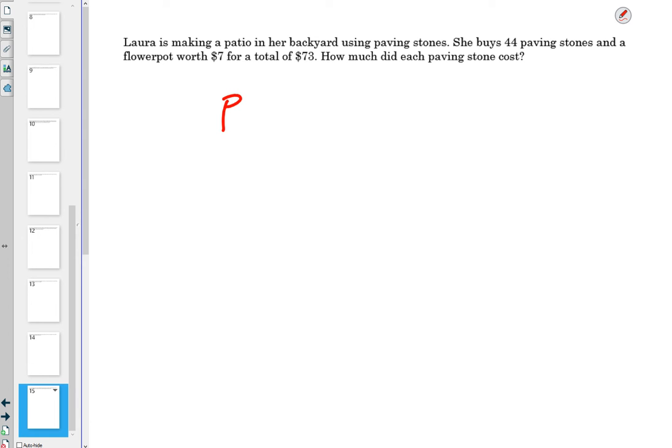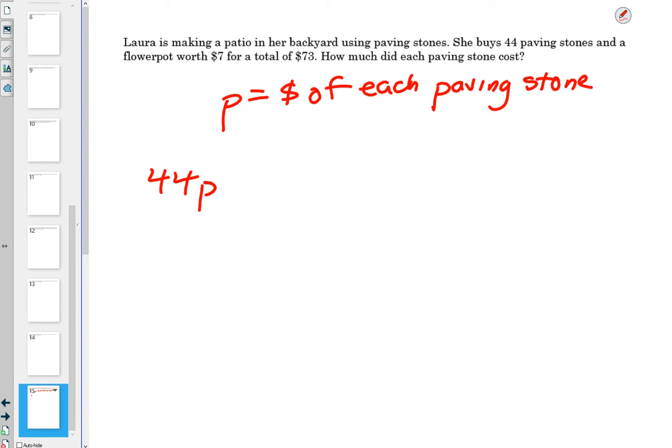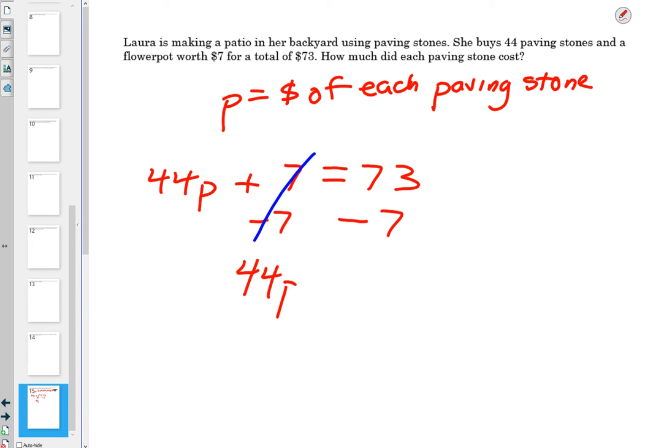So let's let P be the cost of each paving stone. That's a key one there. So how many paving stones did we buy? It would be 44 times the cost of each, plus a flower pot, but we don't really care that it was a flower pot because they tell us how much it costs. How much was the flower pot? $7. And that is a total of 73. So minus 7, 44 times the paving stone is 66.